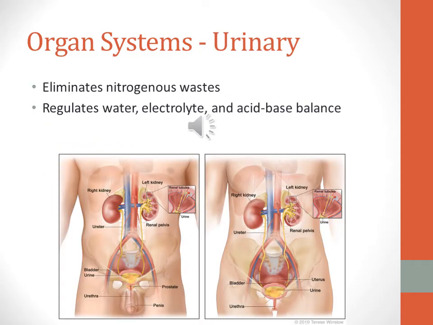So the human filtration system, this is going to regulate water, electrolyte, and acid-base balances by filtering our blood. And it's going to eliminate nitrogenous waste. This is our liquid waste system. So it's dealing a lot with body liquid balances, especially electrolytes and water.